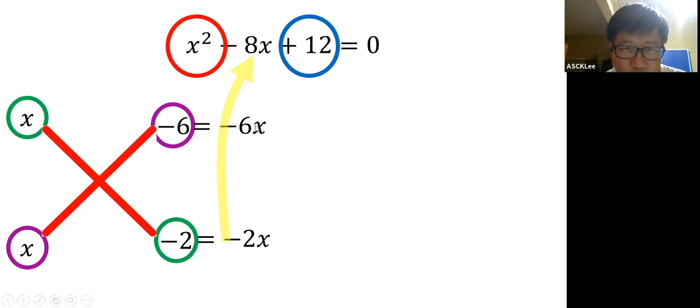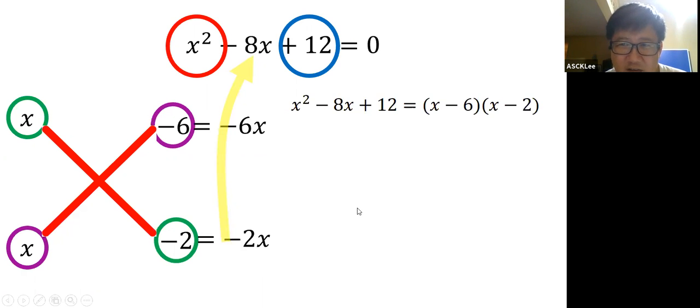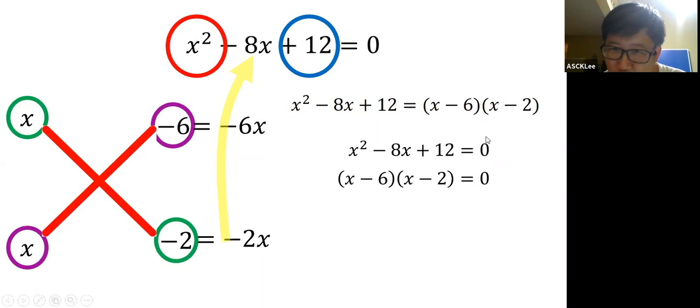These are your factors. Why? Because you matched these, right? Minus 2x plus minus 6x is indeed minus 8x, and therefore these are your factors. So write the factors down. X minus 6 is one factor. X minus 2 is another factor, all right? But remember, you are not here to factorize, you are here to solve. So get back to your question, which is this. Replace the left side with your factors.